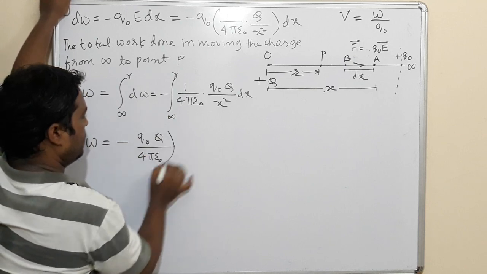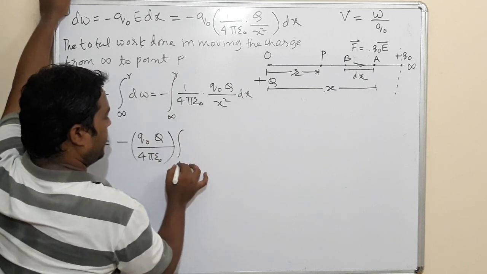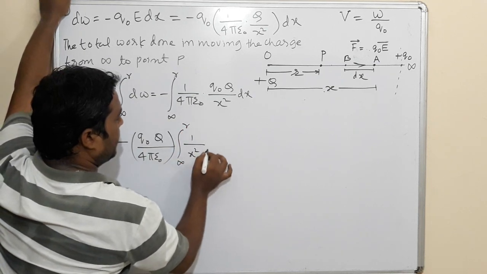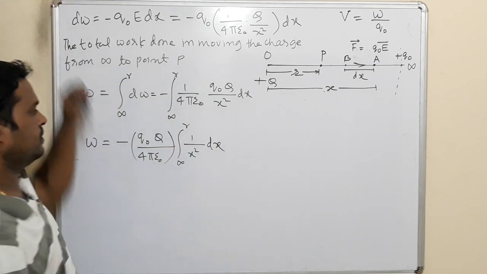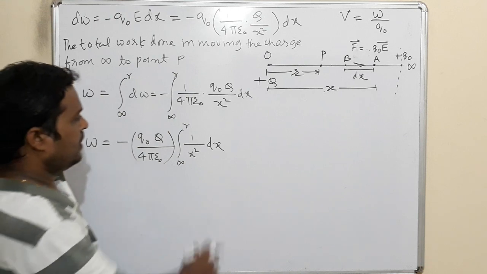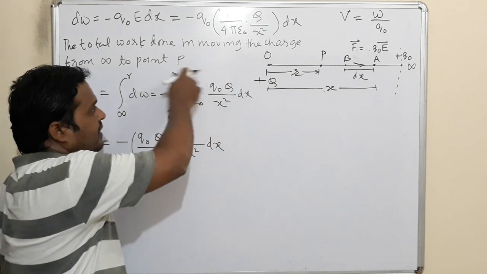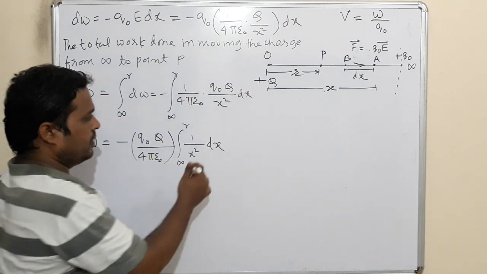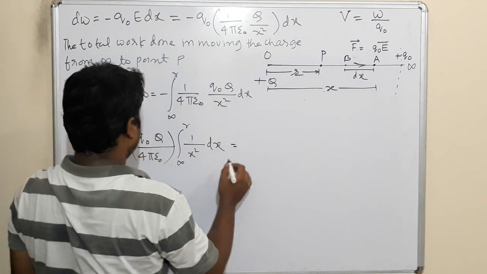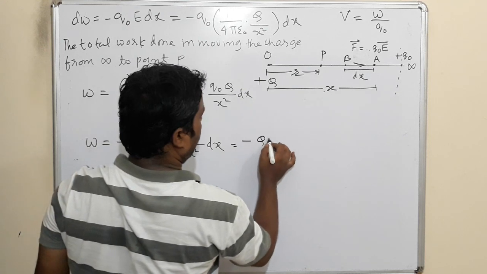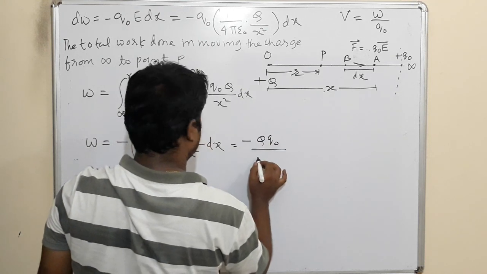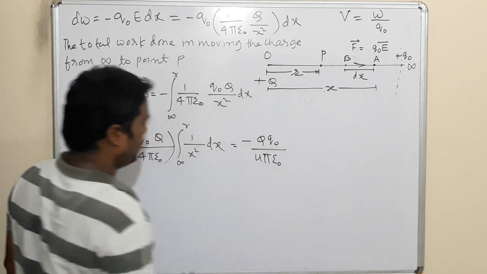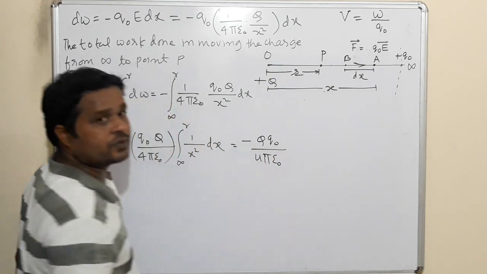Epsilon naught. Then this will be the integration from infinity to R of 1 by x square dx. Understood? In the integral form, the integral symbol should have only x and dx, with respect to x we are integrating. This will be minus q into q naught divided by 4 pi epsilon naught. What is the integration of 1 by x square?